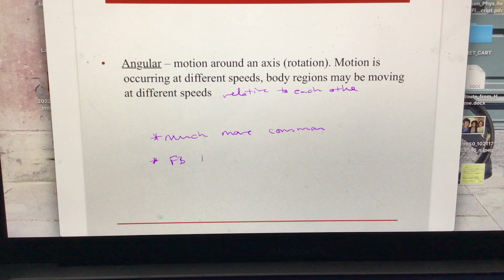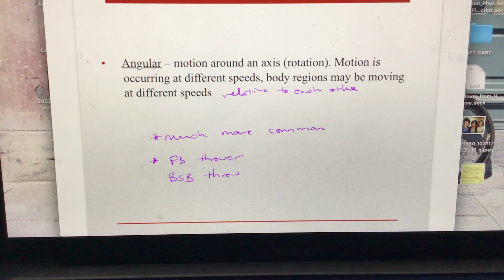A football quarterback throw in terms of the athlete, football thrower, right? The shoulder is moving in one direction, the trunk is moving in another, they're stepping in the other direction. So body segments are moving in different directions, but also different speeds. When they cock back, there's kind of a pause and then an acceleration and a deceleration. A baseball throw. I mean, a lot of our sporting motions are angular.